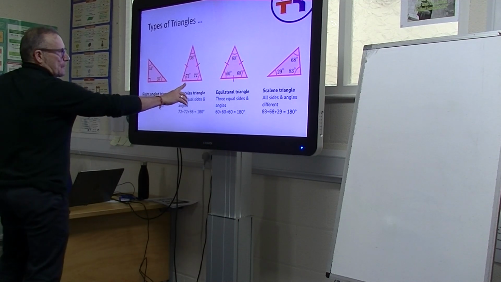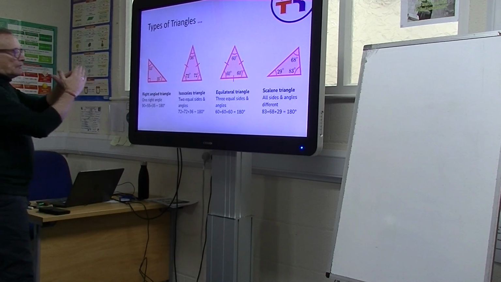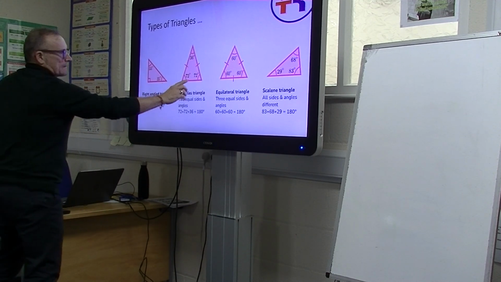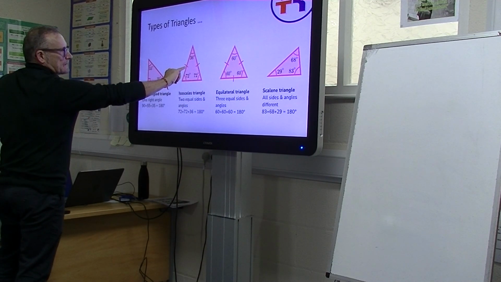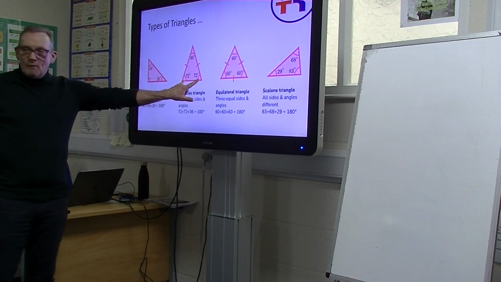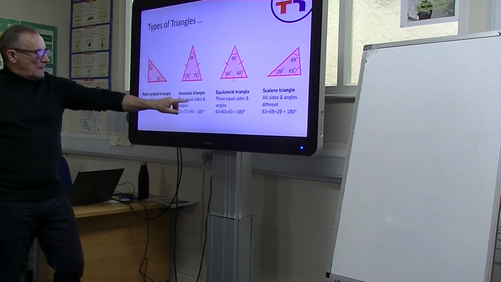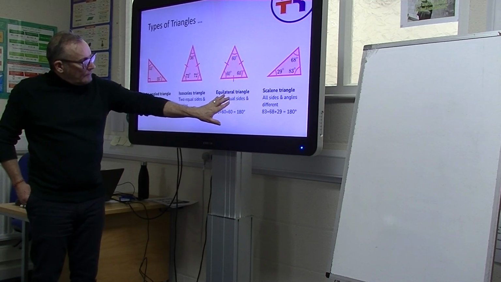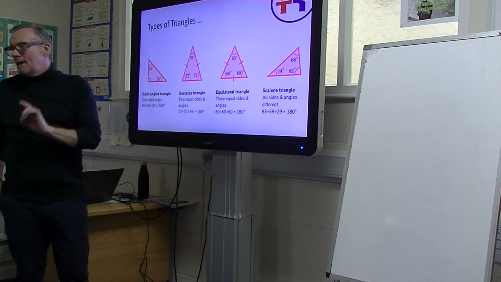The isosceles triangle has two equal sides. Okay? The base can be different, can be longer, can be shorter, but these two sides are equal. That's what these little lines mean. So in that instance, it means the two angles at the bottom are the same. The angle at the top will be different. If it's an equilateral triangle, all three sides, all three angles are exactly the same.